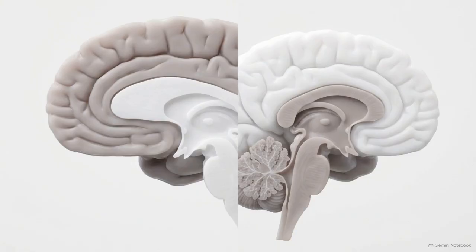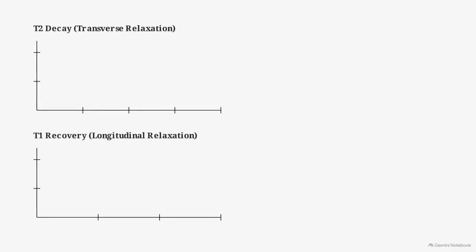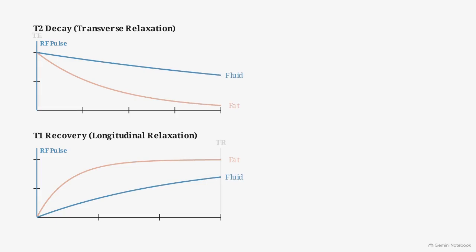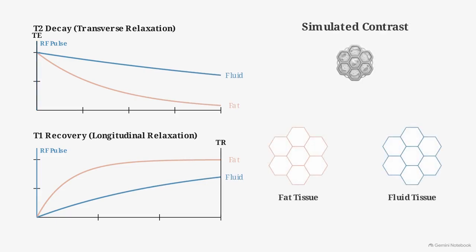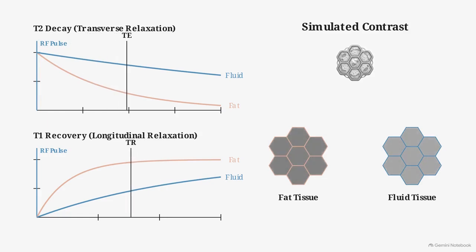A single machine can output radically different contrast maps of the exact same physical anatomy, without moving the patient or altering the physical structure. This is possible because MRI contrast is not a static property of density. It is an engineered product of timing. By precisely controlling the repetition time between RF pulses and the echo time when the signal is recorded, engineers dictate exactly what the final image displays.